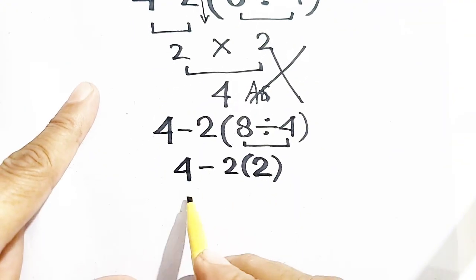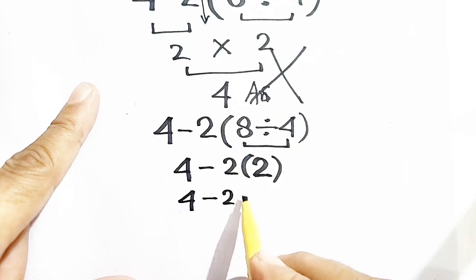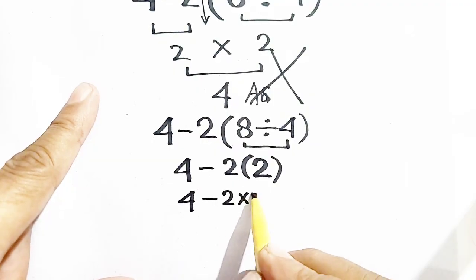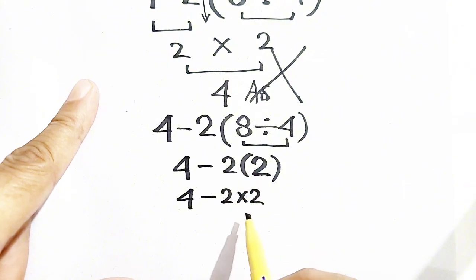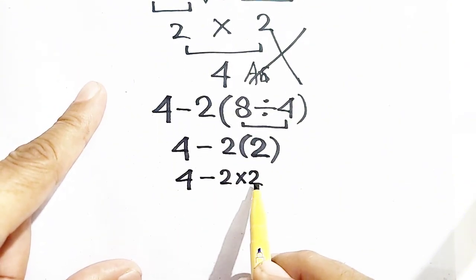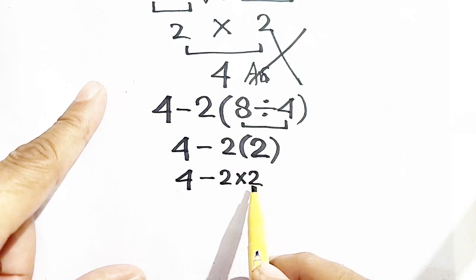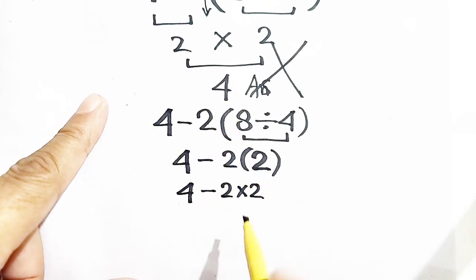Now, if we replace 4 minus 2, the parenthesis is replaced with multiplication, because 2 and 2 are multiplied. Now 4 minus 2 is 2, and 2 times 2 is equal to 4. But it is wrong, as we have already mentioned that 4 should not be our answer.